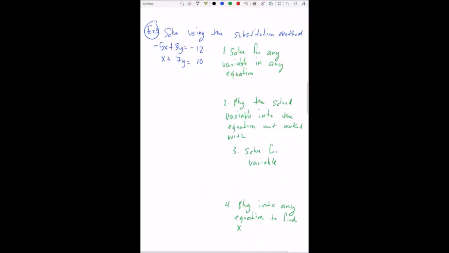Alright, example 3, we'll actually get an x and a y for this one. If we take a look at both of our equations, we need to solve for any variable in any equation. So the second one, we have x plus 7y equals 10. Well, that's the easiest to solve for because x is already by itself. We just need to move over the 7.